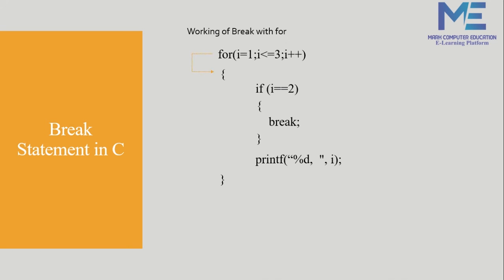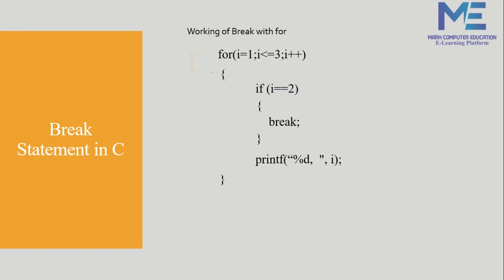Now let's see the working of break with a for loop. First the compiler will enter the loop. It will check the condition i equals 2, but my value of i is 1. So the condition is false. It will not execute the if block, it will execute the for loop body, meaning it will execute the printf and take an exit, and it will go again to execute the next iteration of the for loop.